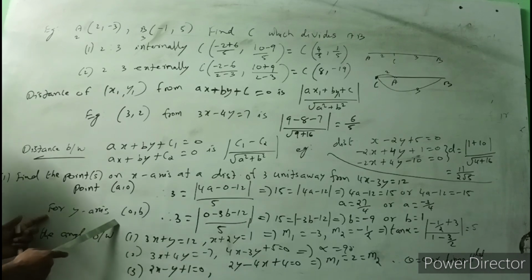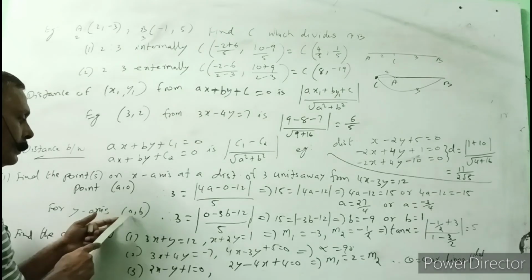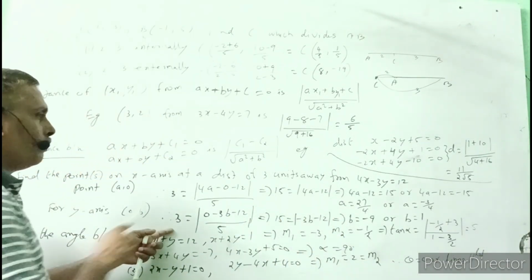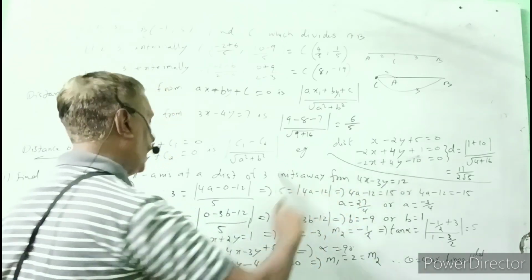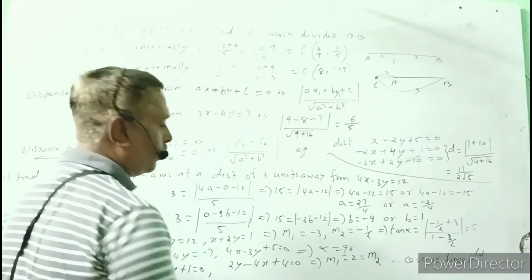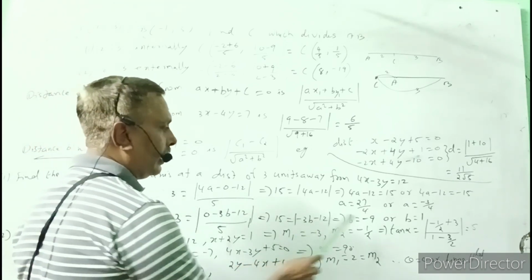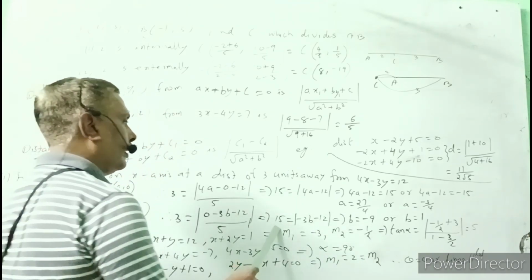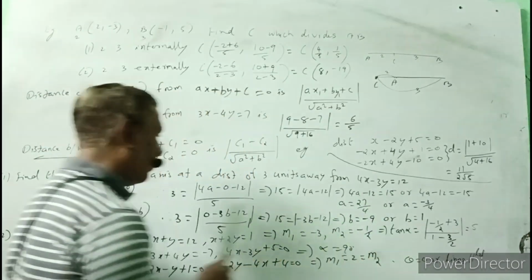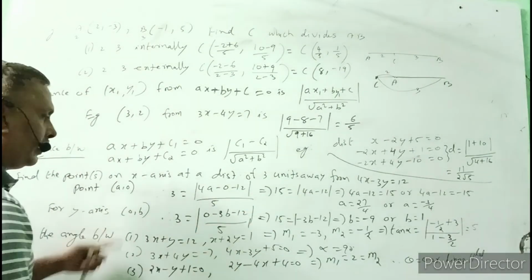Same question from y-axis is there, then the point you will take 0 comma b, means if the distance from 0 comma b to this line is 3 units, then 3 is equal to modulus 0 minus 3b minus 12, that is written here upon 5. Simplifying, 15 is equal to modulus of minus 3b minus 12. Removing modulus, one will come directly, b is equal to minus 9. And the other will come just like in the previous case, minus gets cancelled, b is equal to 1. So the points in that case will be 0 comma minus 9 or 0 comma 1.